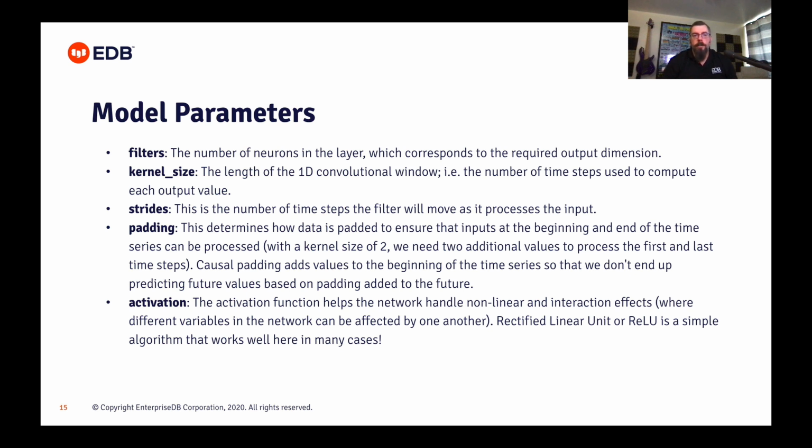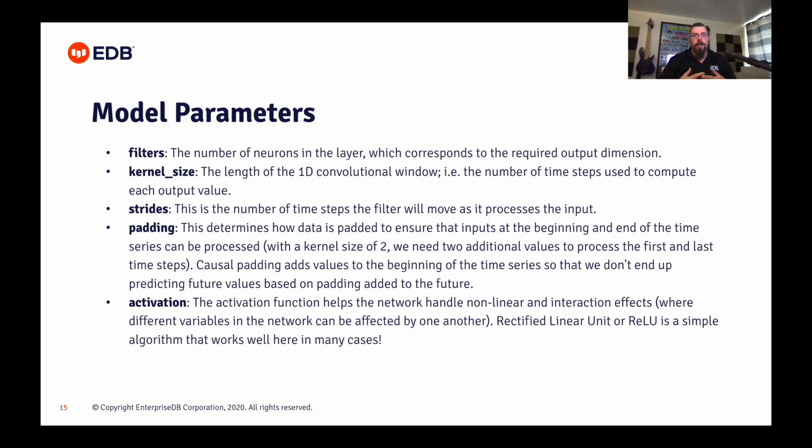You will have noticed there are various parameters in the layers that we added. I'm going to list those out separately from the code just to give you an idea of what they all mean. So filters is the number of neurons in the layer. That corresponds directly to the required output dimension of that layer. So the number of values we want to get out from the layer.